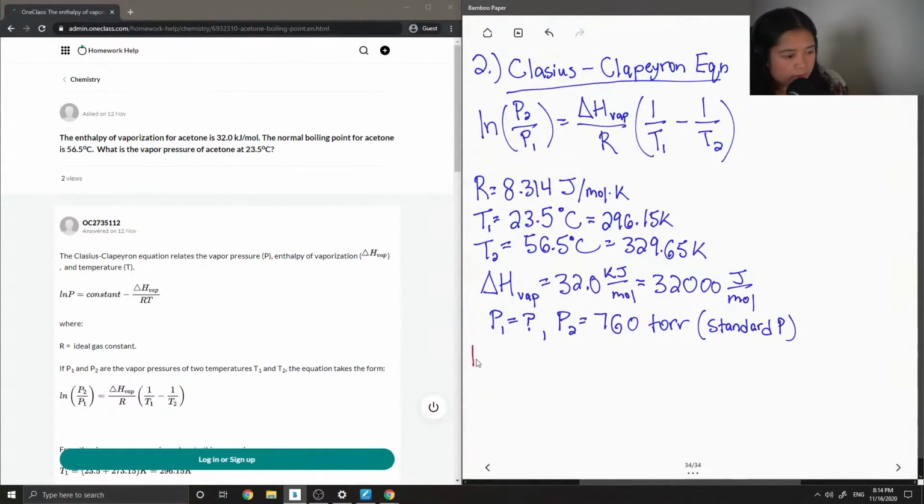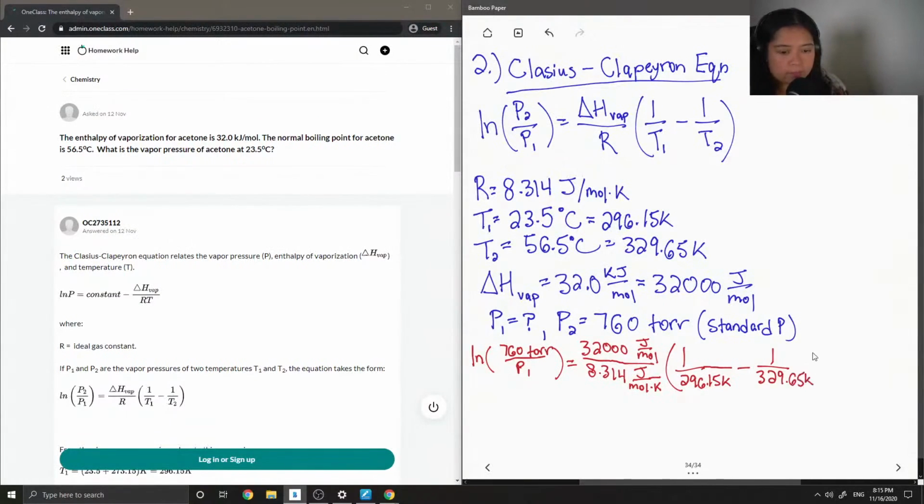So it will be ln 760 torr over P1 is equal to 32,000 joules per mole over R, which is 8.314 joules over mole times K. Then this is multiplied by 1 over T1, which is the 296.15 Kelvin, minus 1 over 329.65 Kelvin.